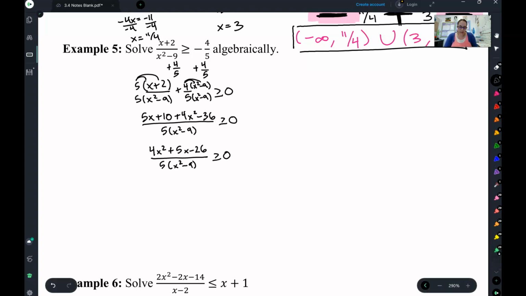Step 2, highlight what I'm solving for. I want to be greater than or equal to 0 this time, so I am looking for my positive sections of my sign array. Step 3 is to factor.